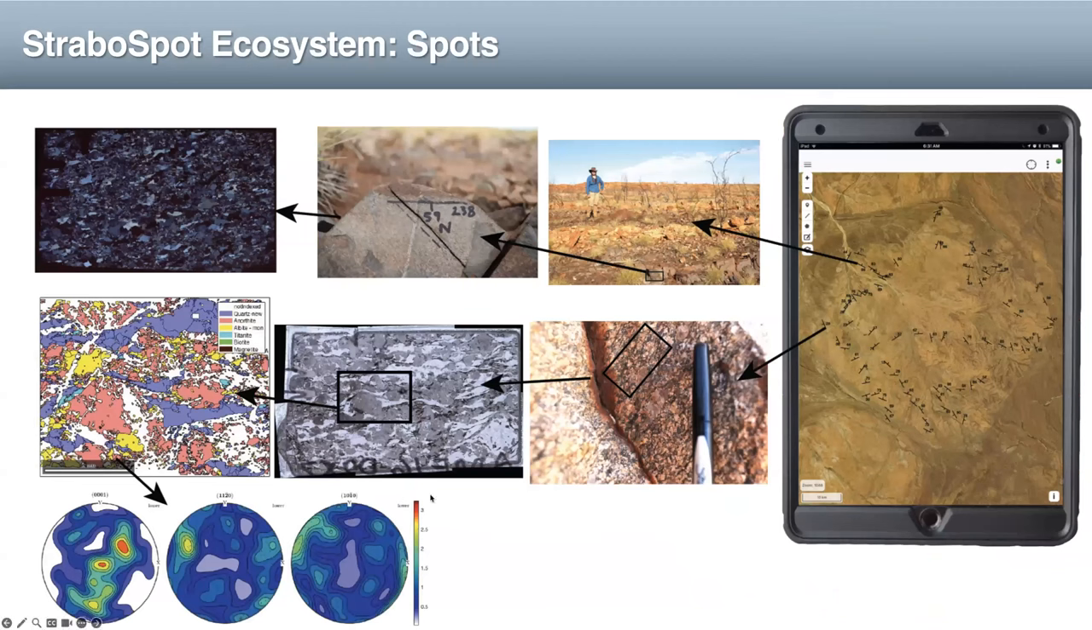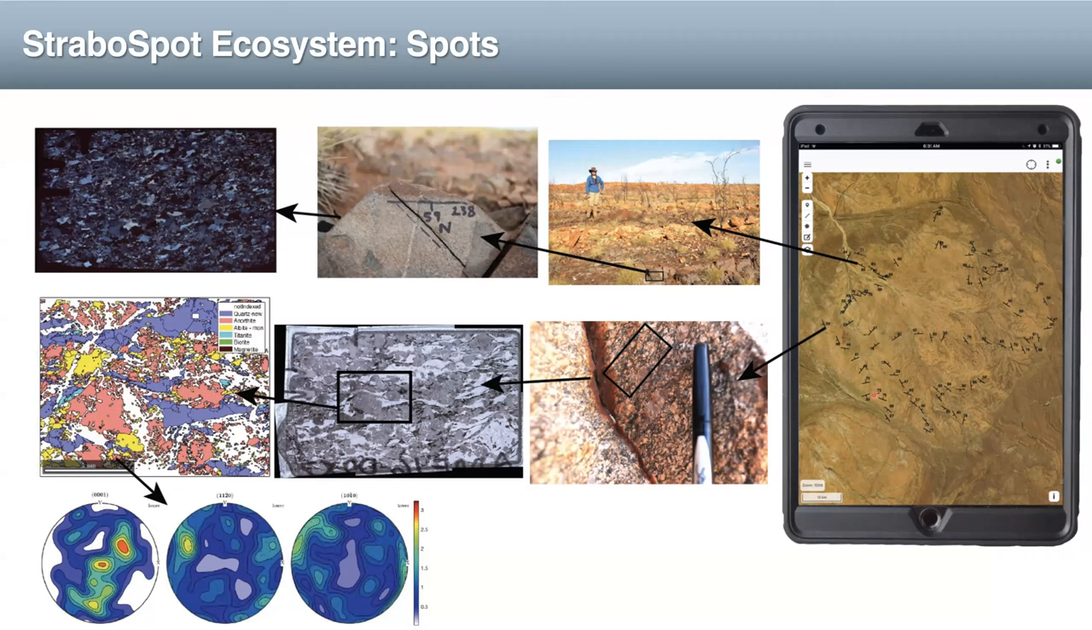StraboSpot is based on the idea of a spot. A spot is just a point where you can reference. I hope everybody sees my cursor. Is my cursor showing up okay, Ellen? Over the map? I'm muted. Yeah, it's showing up, just a little red dot.